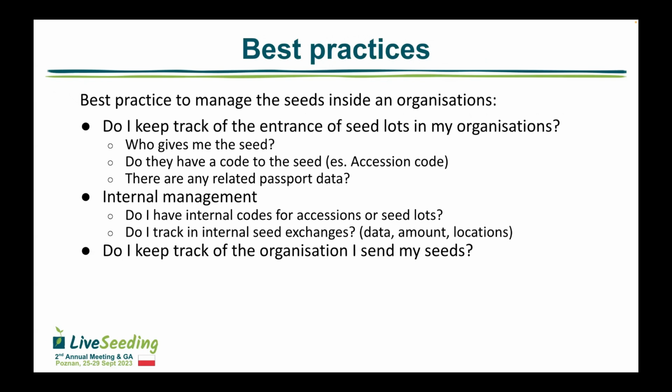It is important that traceability can be done if a set of best practices are adopted at farm level and organization level. So it is important to keep track of the entrance of seed in my organization. I'm using the term organization; it can be a farmer, a seed exchange organization, or gene banks. So it is about keeping track of the seed exchange. We keep track of the accession code or the seed code from the organization that gave me the seed.